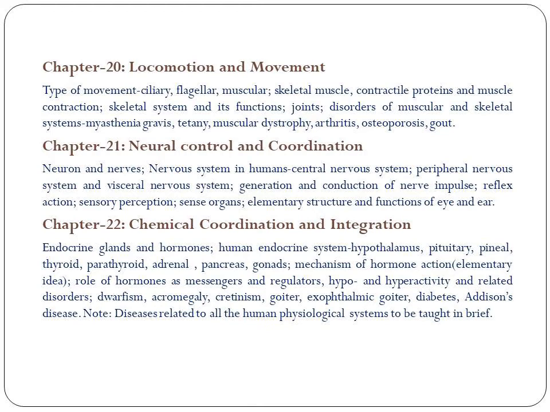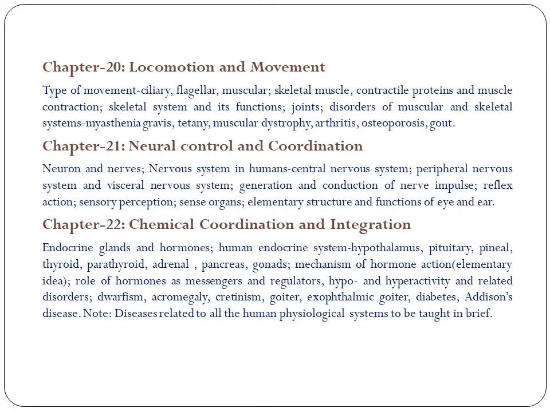Under chapter 21, that is neural control and coordination, here we will learn basically about neurons and nerves, and about the central nervous system, peripheral nervous system, visceral nervous system, generation and conduction of nerve impulse, reflex action, sensory perception, sense organs, elementary structure and functions of ear and eye.